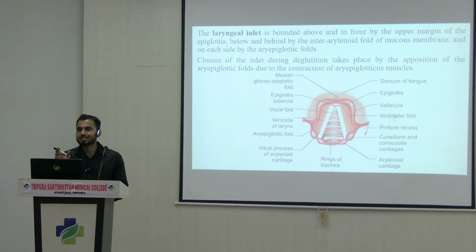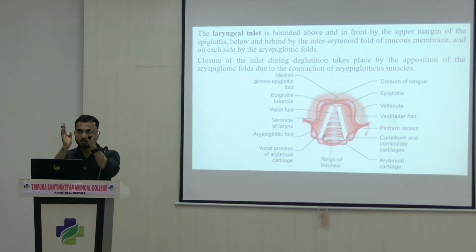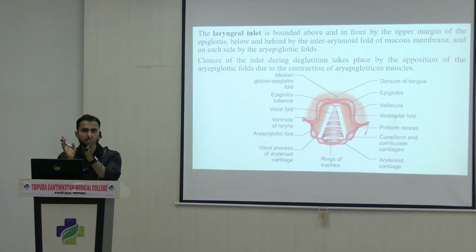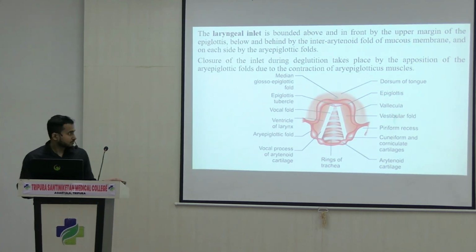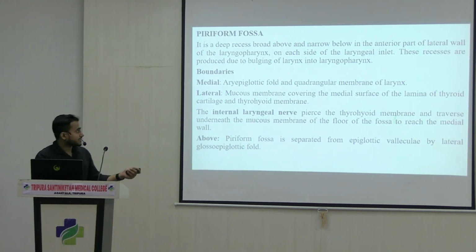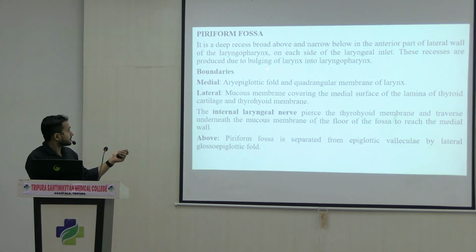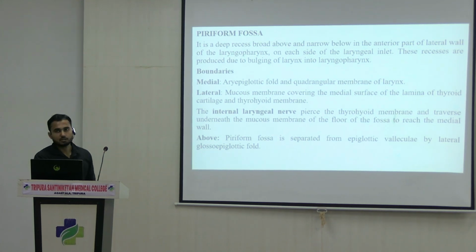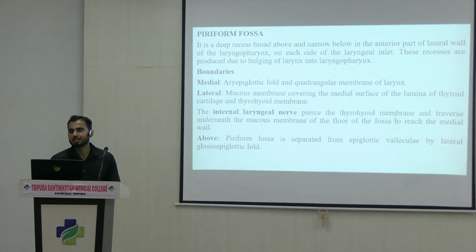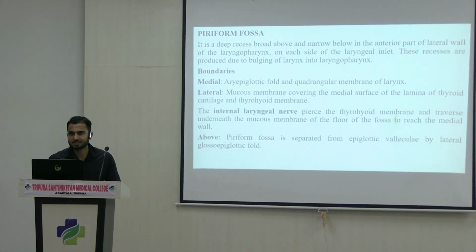Now if you see the shape of the pyriform fossa, it is broad above and narrow below. The upper part is broad, the lower part is narrow. And this recess, how is it formed? It is formed by the bulging of the larynx into the laryngopharynx. The bulging of the laryngeal cavity into the laryngopharynx is taking place. That's why we are getting these recesses.